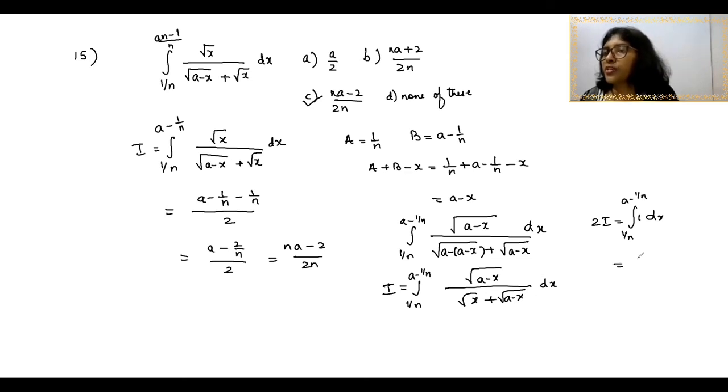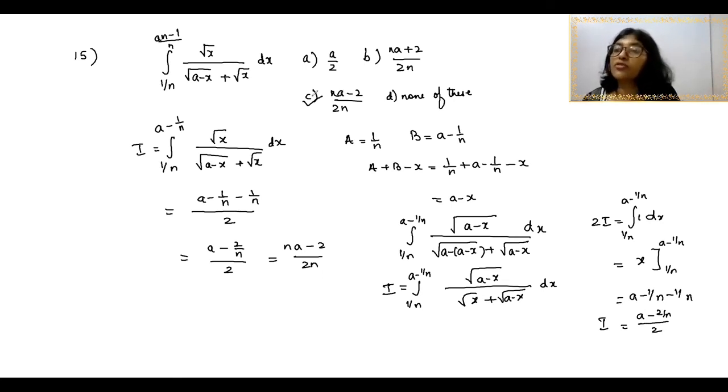And so integration of 1 is x. So we have A minus 1 upon n minus 1 upon n, and I is A minus 2 by n upon 2, because that was 2I. It's the same thing. You take LCM, you get option C. So for such questions, if you can realize, and yes, with practice you will, then you have to use the shortcut formula, B minus A by 2. B minus A means upper limit minus lower limit upon 2. That's the shortcut formula.